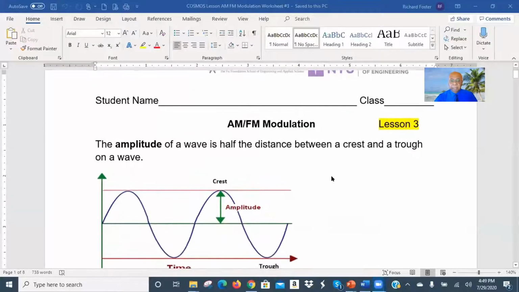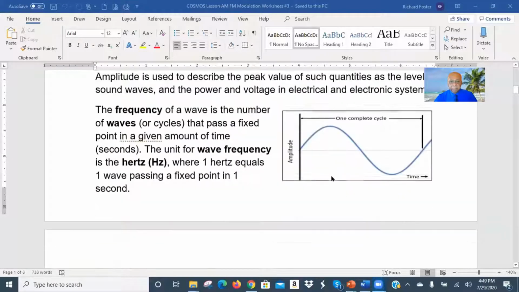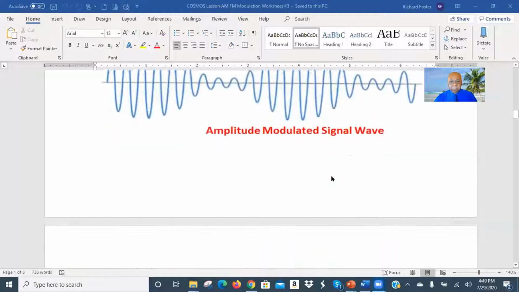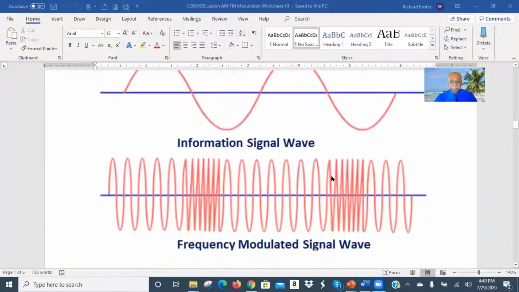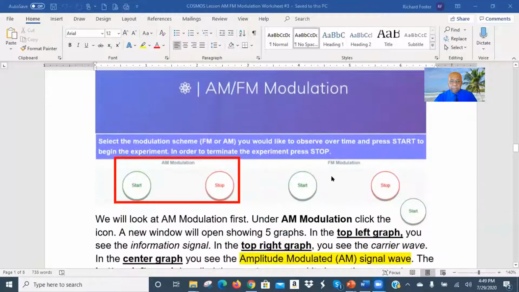This is your worksheet. Again, I've put all the information there. Everything is there. You just read it through. And then now, at this point, we're going to go to the toolkit. Now, here we have amplitude modulation and frequency modulation. We're going to look at amplitude modulation first.